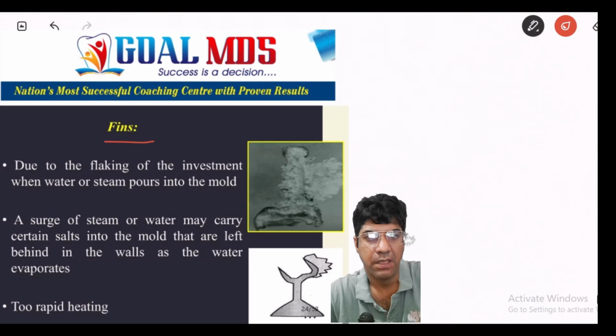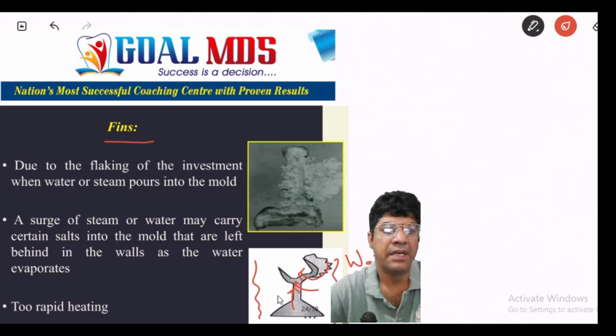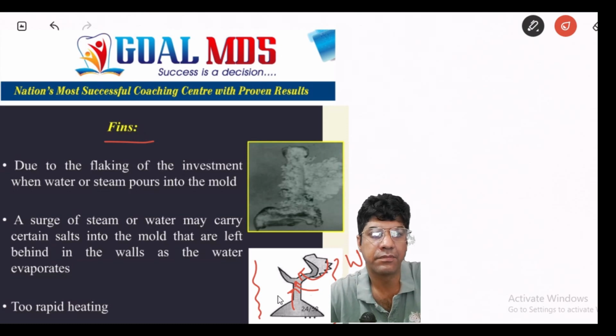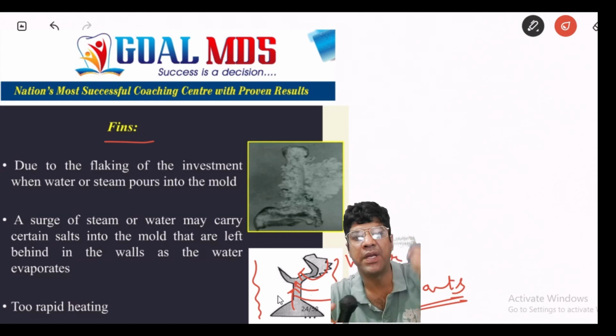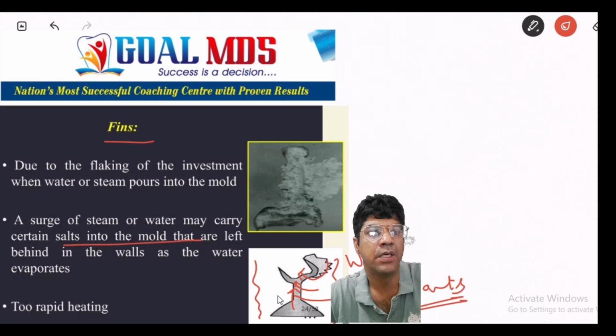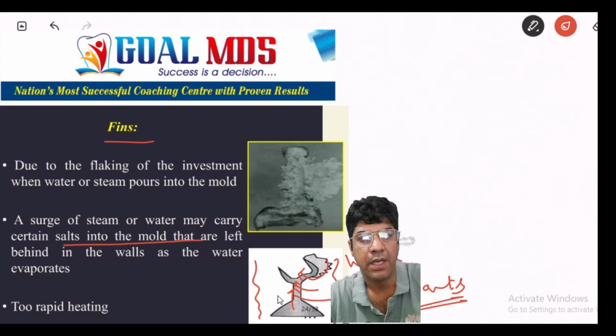Fins can occur when the investment material flakes or breaks off and enters the mold cavity. Entry of water or steam into the mold cavity can lead to disintegration of the investment material, resulting in formation of fins. The water entering the mold may contain salts, which can be left behind as the water evaporates. That can cause salt deposit on the casting surface. So prevention is by gradual heating.